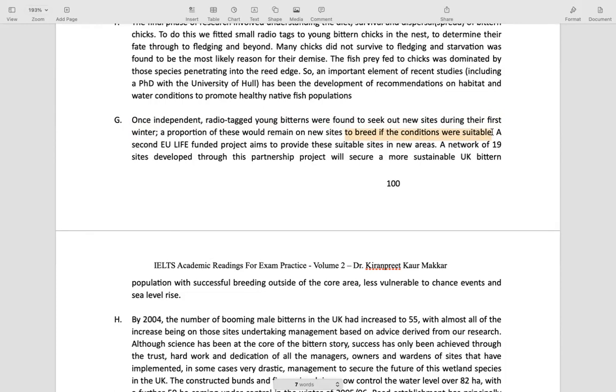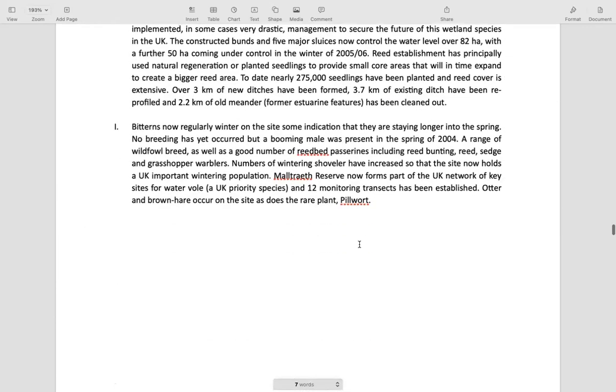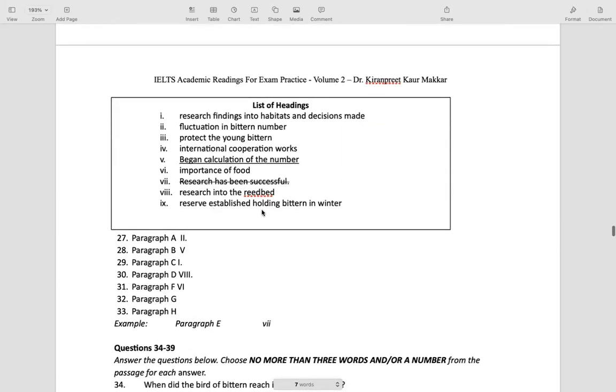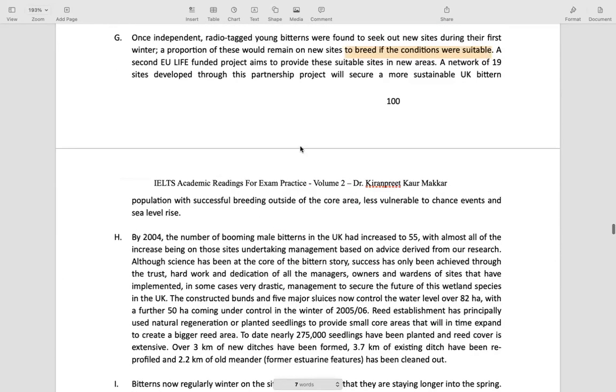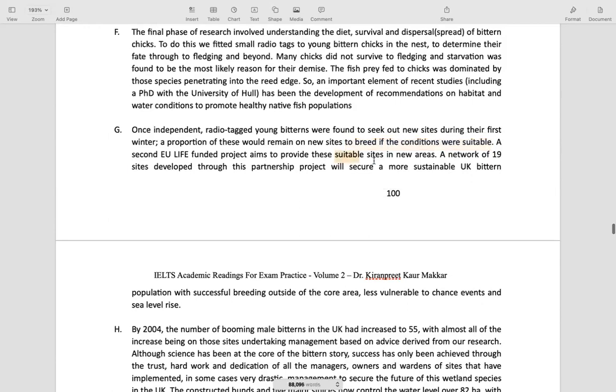So it's not for holding them in winter permanently, they're creating a whole new site. The passage is not saying they're just creating a reserve for holding them in winter and releasing them in the summer. But that's not the point. Here the point is they're creating new sites. And it's not just one reserve. That's also a problem. Reserve established, holding bitterns in winter. So it's not one reserve. They're providing funding to create many such suitable sites. So that's another problem for me. It is very close to the actual answer, but I would say third is a better answer still. Okay, sir.